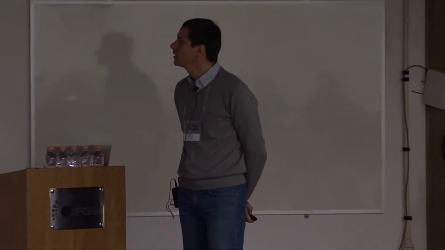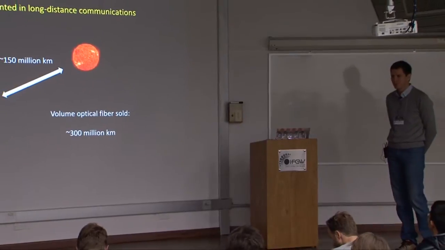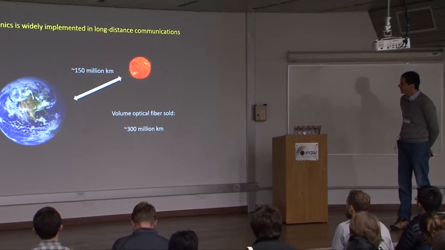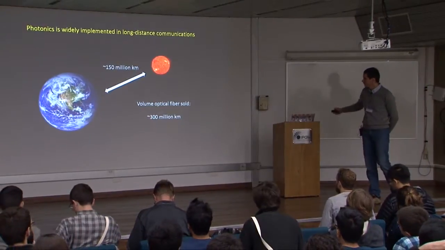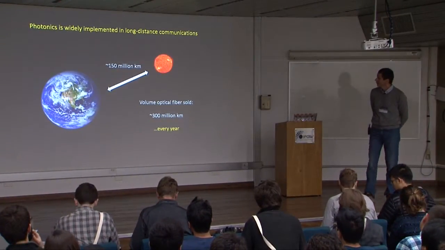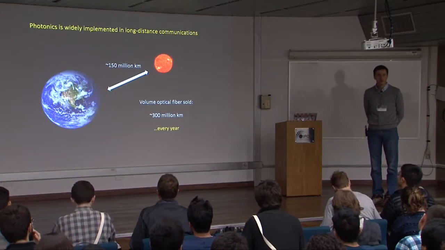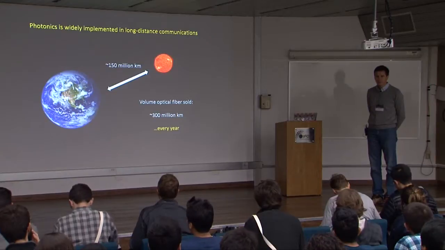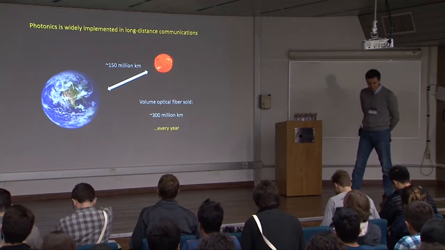Photonics is used quite a lot in many areas, particularly in communications. And there are some numbers that reflect that. I'm always amazed by these numbers. If you look at the volume of optical fiber that is sold every year, it's about 300 million kilometers of fiber produced, and that's twice the distance between the Earth and the Sun.